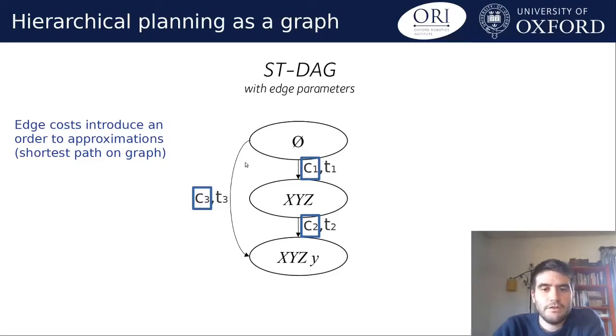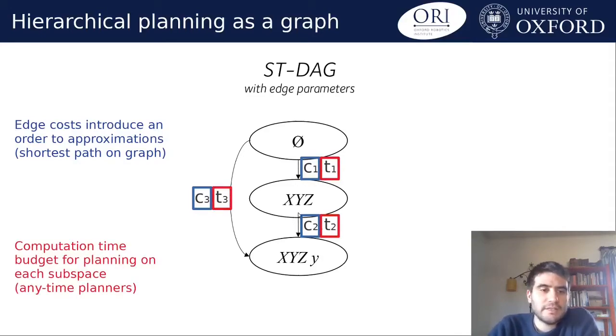So for example, first you will try to plan in the full space. If that doesn't work, then you recompute the next shortest path, and that is going to be the next sequence of approximations that you're going to use. The other parameter is computation time budgets for planning in each of these subspaces. This is going to be useful when you use anytime planners. You could decide, for example, to try for a short time budget to compute in a full space, and if that doesn't work, you can try longer using a traditional hierarchy.